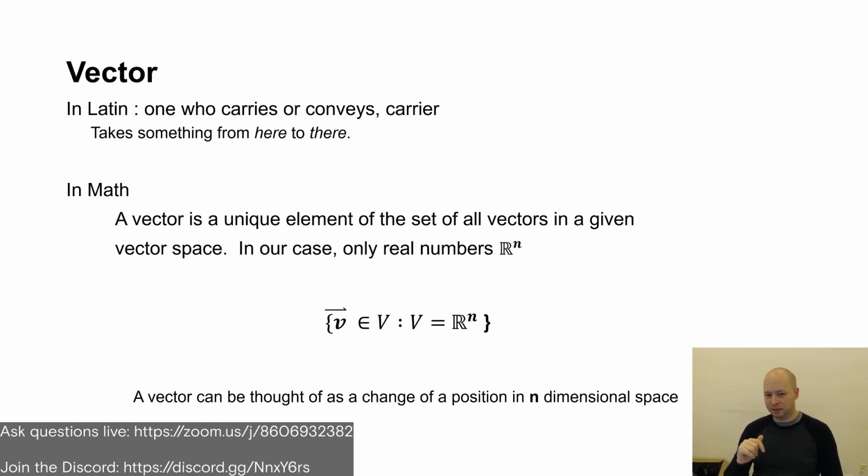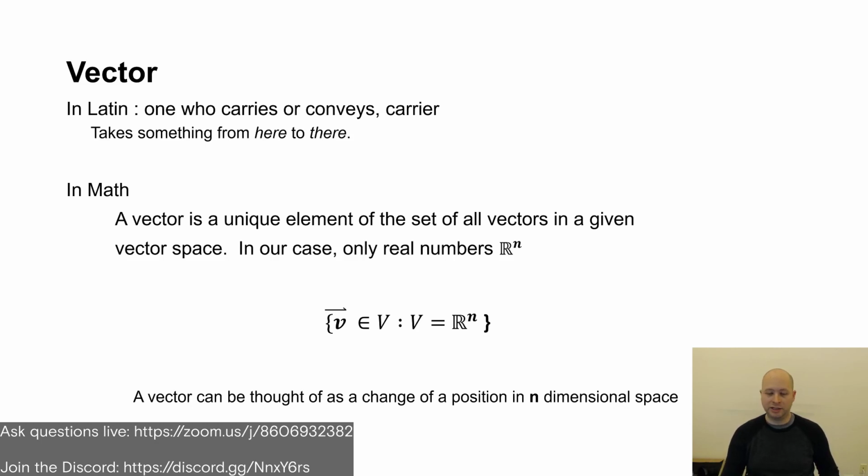In math, it gets quite annoying to describe it. It's an object, an element in the vector space of a particular vector space. In our case, we are only caring about the real numbers. We're not doing complex. We're not doing the combination of real and complex. We are in the real number space. Simply speaking, in more layman terms, a vector is really a change of position in n-dimensional space.